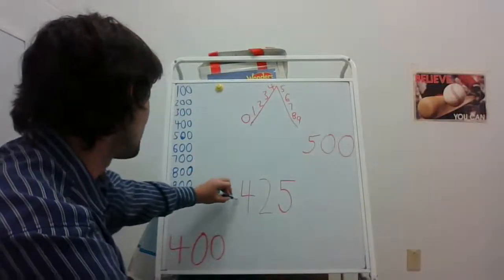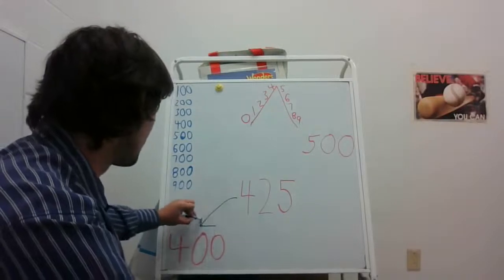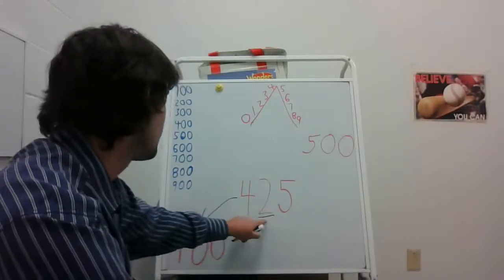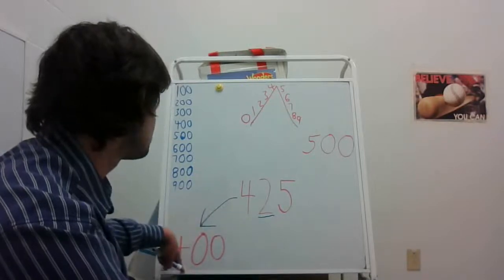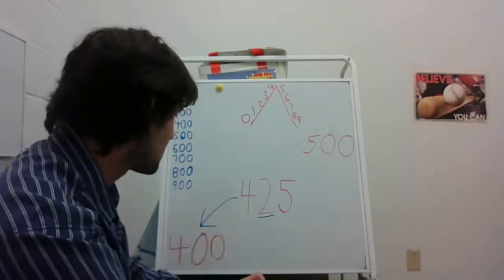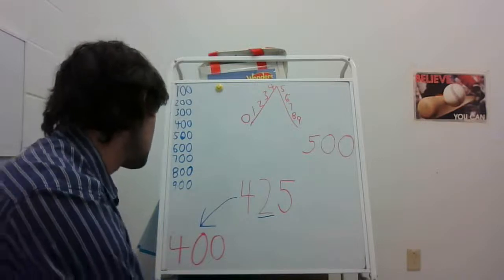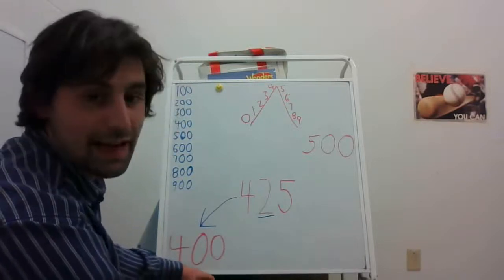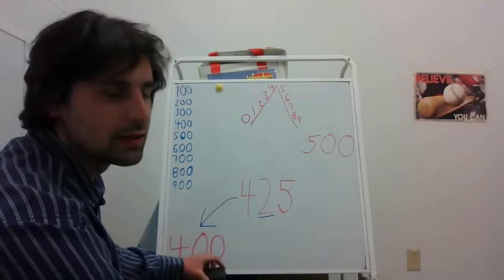So 425 is going to round down to 400, because the digit in the tens place is 2. 4 or less, we regress. All right, now I'm going to do another one.